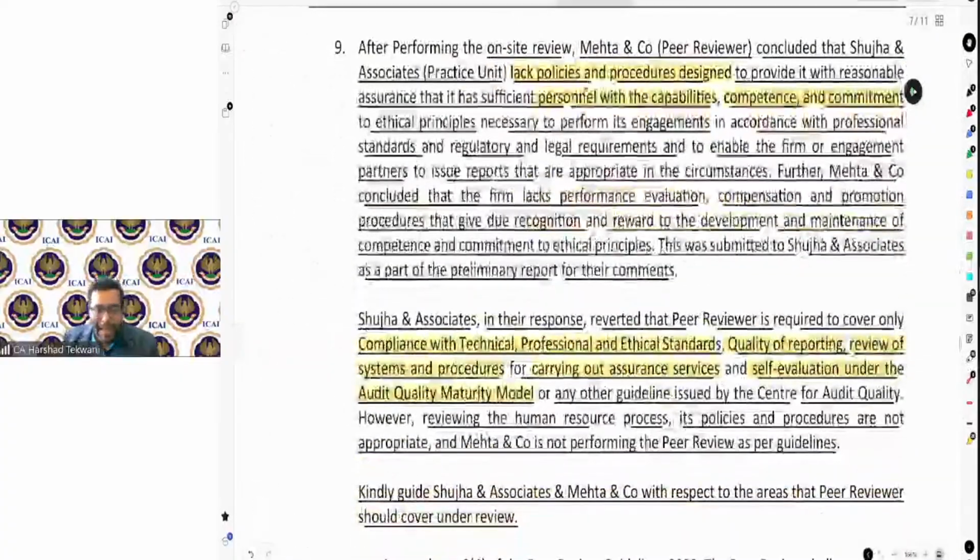Second, when I talk about these areas, this is not something new. This is part of my technical, professional, and ethical standard itself. Where is it coming from? SQC1, Standards on Quality Control 1. If you read the standard, it talks about certain things that a firm should have as a part of quality control, and it talks about human resource also.